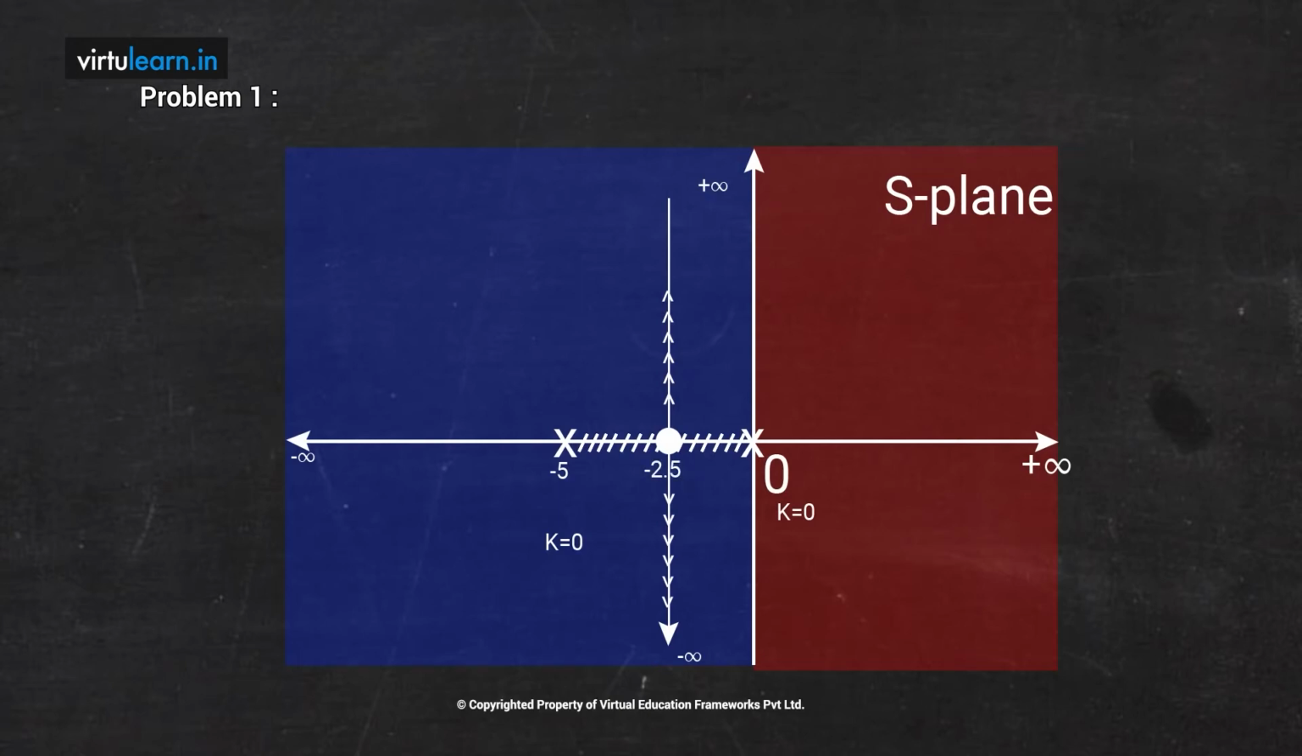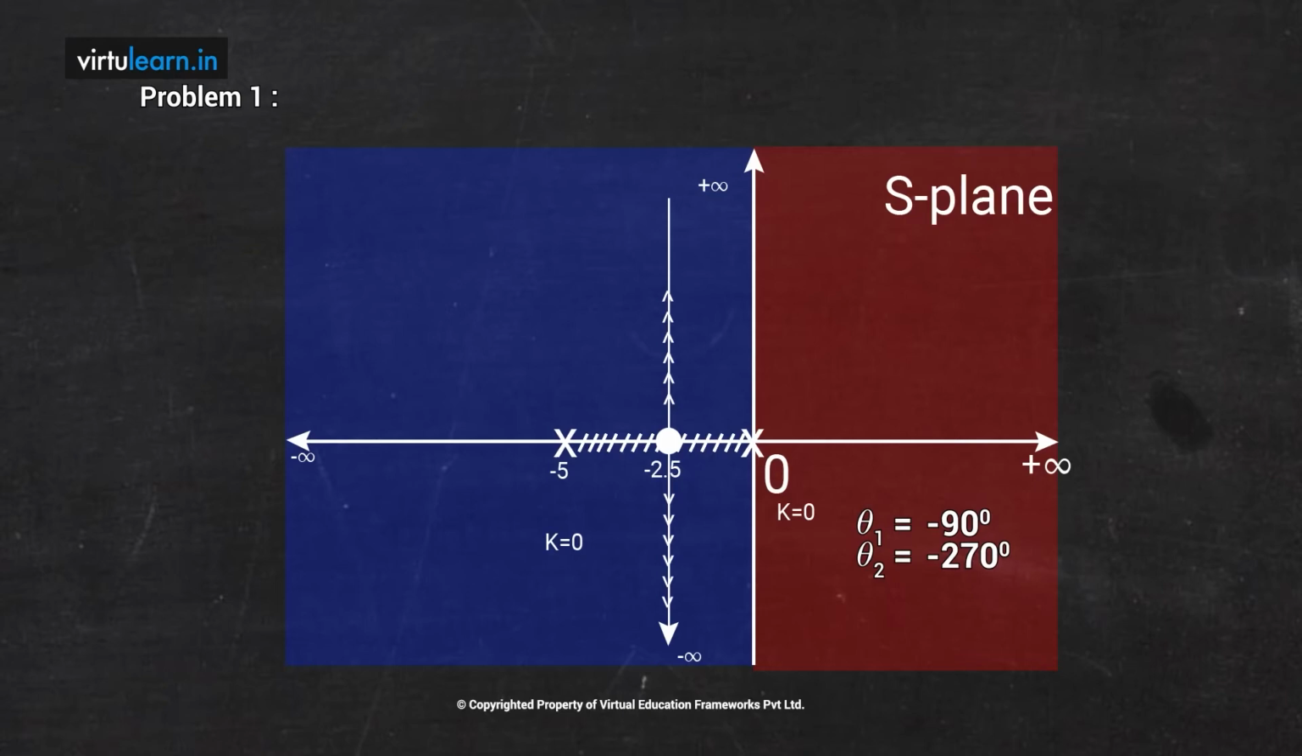So we know the centroid. Once you know the centroid, we can find the angles. We already know there are 2 asymptotic angles, since the number of asymptotes is 2. Those angles will be theta 1 = 90 and theta 2 = -270. What does this minus indicate?